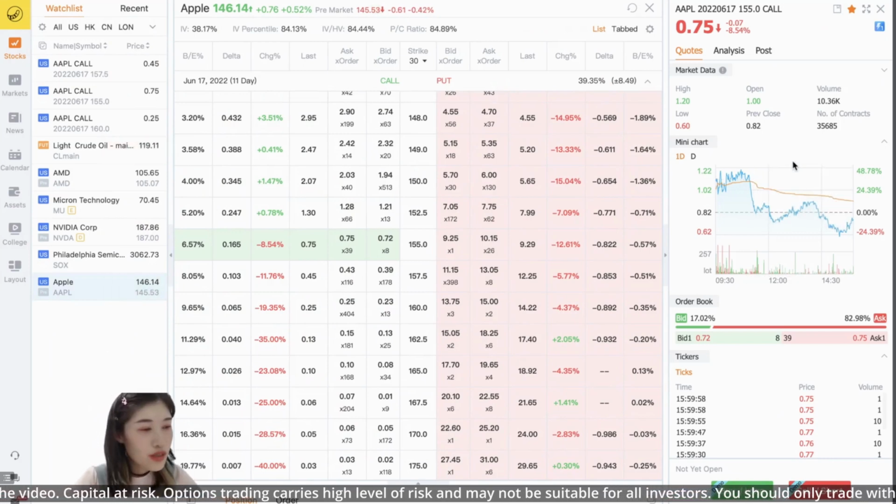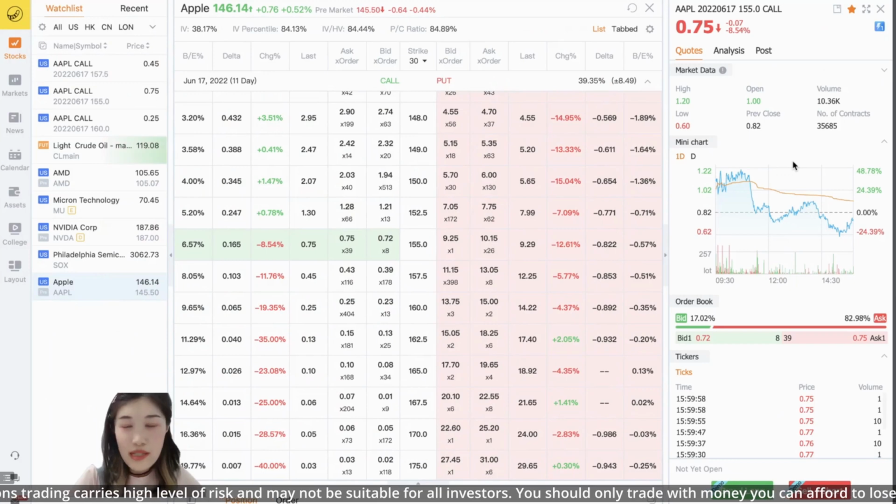Now, as we mentioned before, Apple has broken down to the 152 support level now, and it constructs a resistance. That being said, technically, it won't be so easy for Apple to stand upon 152. Therefore, our call price, our strike price here, is pretty safe.